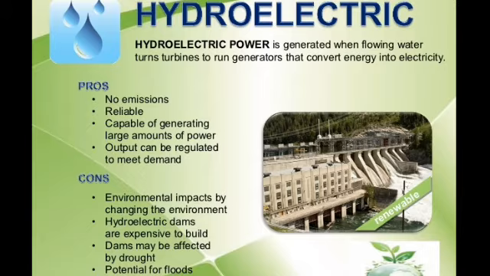The disadvantages associated with hydroelectricity are: it creates environmental impacts by changing the environment of the area. These dams are very expensive to build, and they may be affected by droughts, and these may also lead to potential floods. So these are the drawbacks or disadvantages of using hydroelectricity as a source of energy.